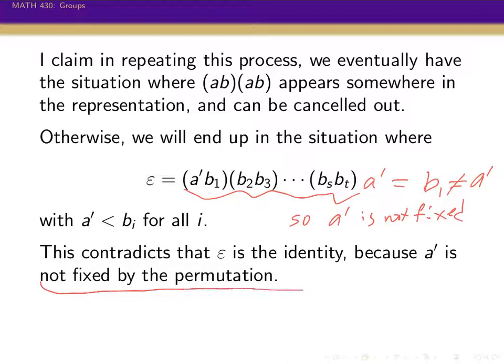Not fixed by the permutation, and so that means that this can't actually equal the identity, because the identity fixes all of the elements. Okay, so this is impossible, so we can't possibly get down to this, so somewhere along the way we must have had two cycles cancel themselves off, right? And since we had to have two cancel themselves off, we had to end up with two fewer 2-cycles in the product than we started off with.